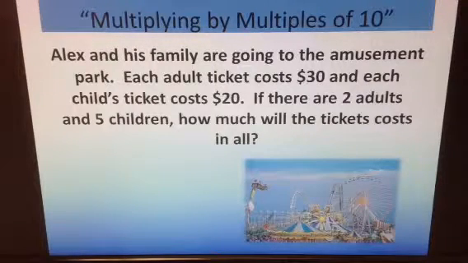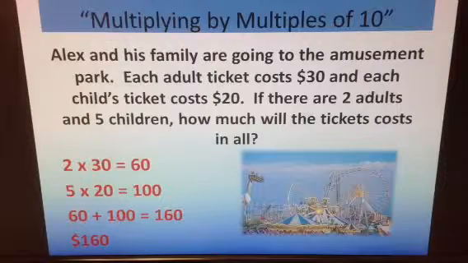Well, we know there's 2 adult tickets, and each of those are $30. So our first step is 2 times 30. 2 times 30 is 60. Our next step is to find how much the children's tickets cost. 5 children, $20 each, 5 times 20. 5 times 20 is 100. So we had $60 as our product from the first step, $100 as our product from the second step. The last step is to add 60 plus 100. $160 in all. That was it for today.